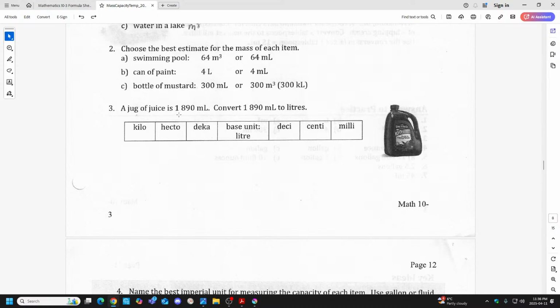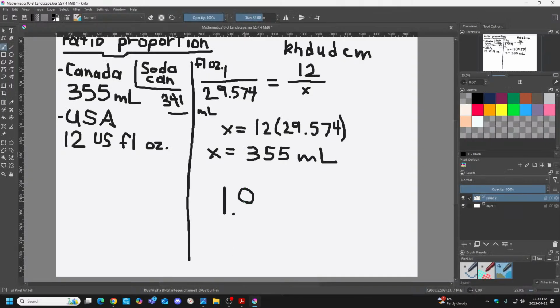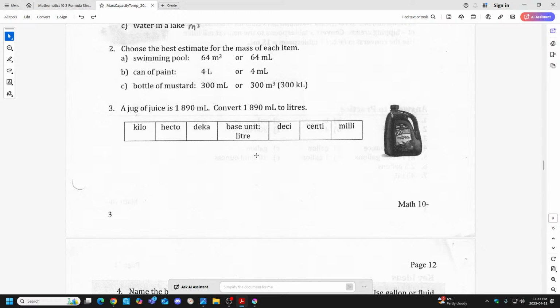Jug of juice, 1,890 milliliters. Convert 1,890 milliliters to liters. Again, our base unit is liters. We're going from milliliters to liters. So it's 3 jumps: 1, 2, 3. The decimal place is right here. 1, 2, 3. We're going to have 1.890 liters, or 1.89. You can keep the accuracy if you want. There you go. Easy peasy lemon squeezy.